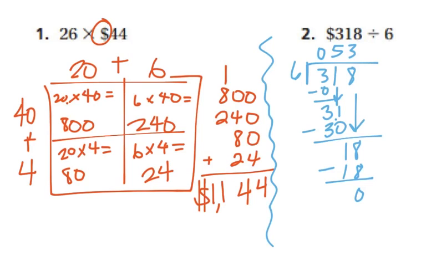Well, I'm not going to keep it as 053. I'm going to actually write $53 because remember, I had a dollar sign. I was dividing that money into 6 groups. So $53 is going to go in each group. Boys and girls, press the pause if you need some time to catch up. Otherwise, we're going to move on to the next problem.